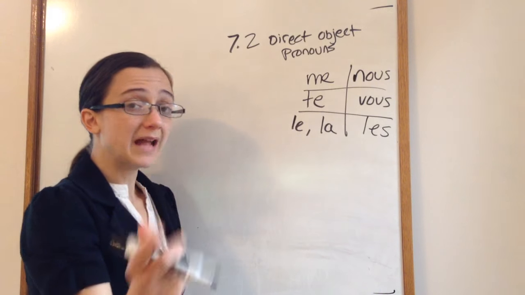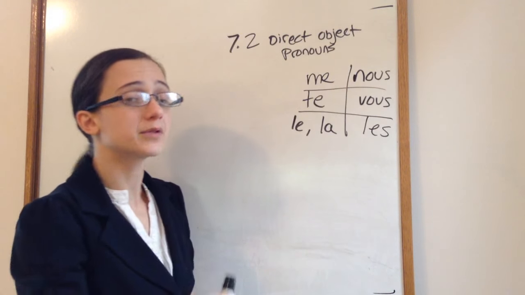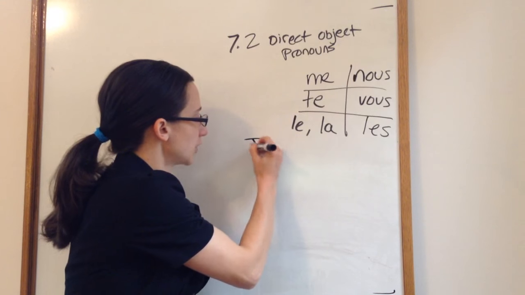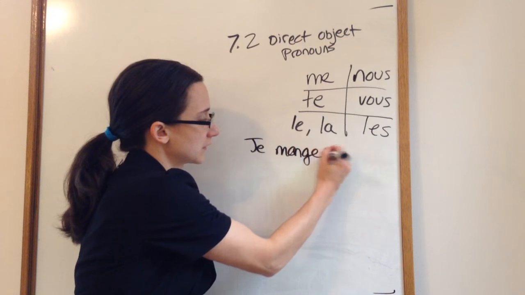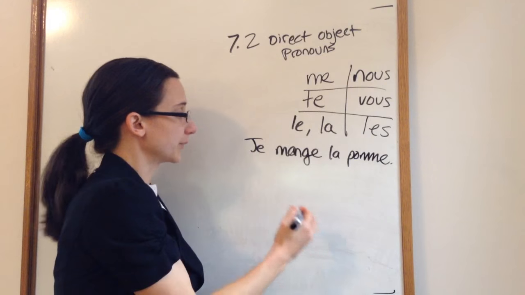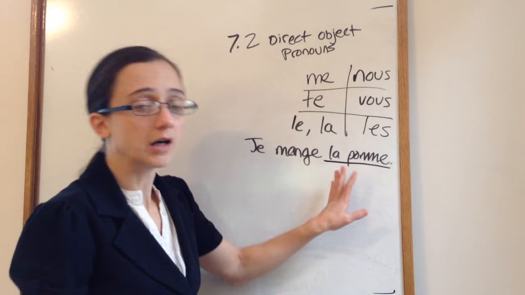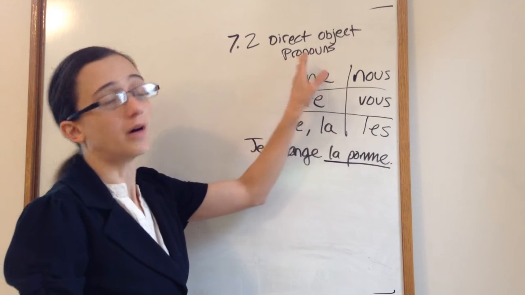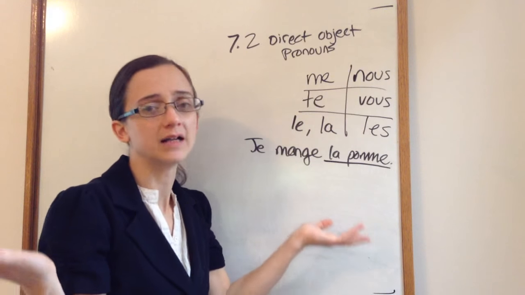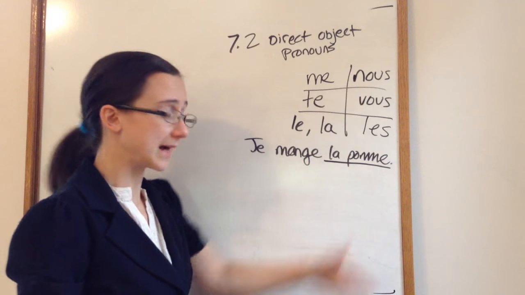So now we need to replace things. Just like we do in English, instead of the dog ate the paper, the dog ate it. Let's look at another similar example. So, je mange la pomme. I am eating the apple. We're going to take the apple and replace it with the direct object pronoun. Remember, I am eating the apple. What is this person eating? What? The apple. So that's how we know it's the direct object.